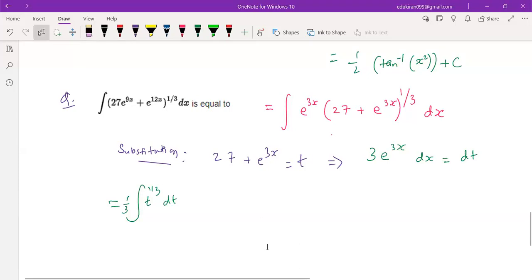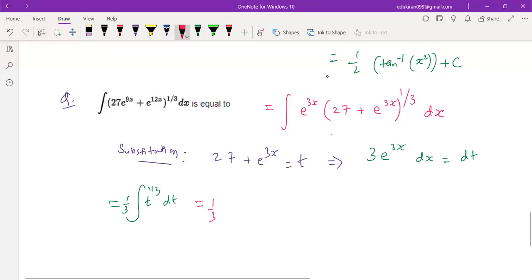Okay, Shavaz is getting the answer 3 by 4. Okay. So when you integrate, it will become 4 by 3, 4 by 3. So 4 will come here and t will be 27 plus e to the power 3x. But 3 will not be there. No? 3 will get cancelled. Rest of your answer is correct. But your 3 is coming extra because that 3 will get cancelled now.